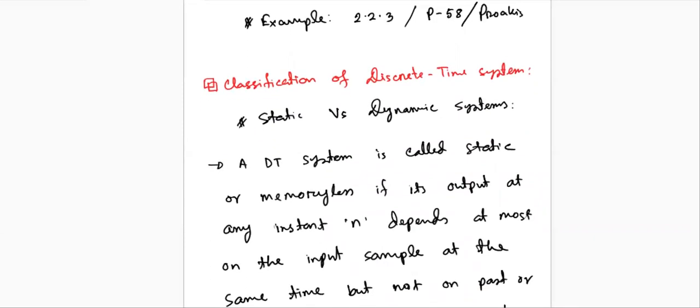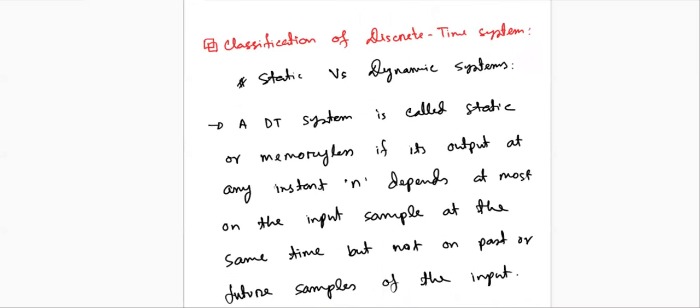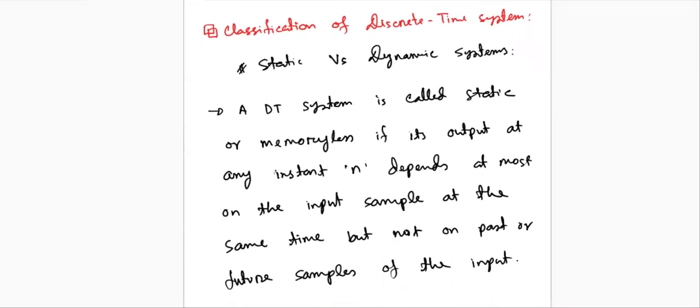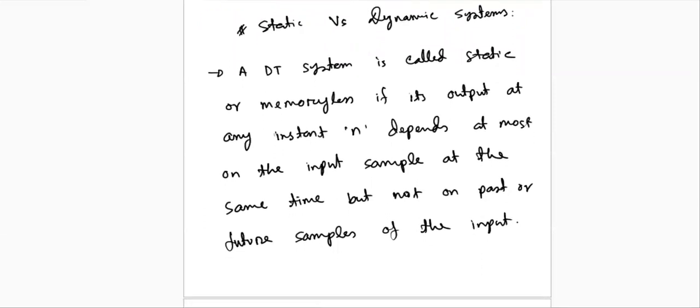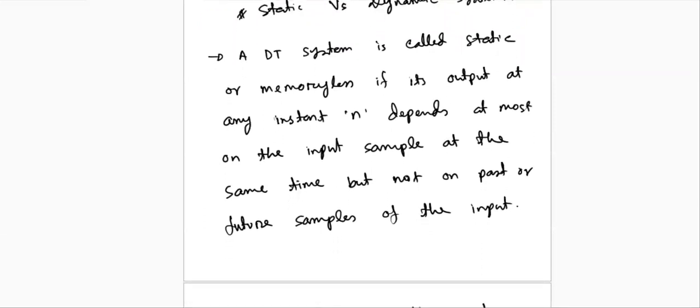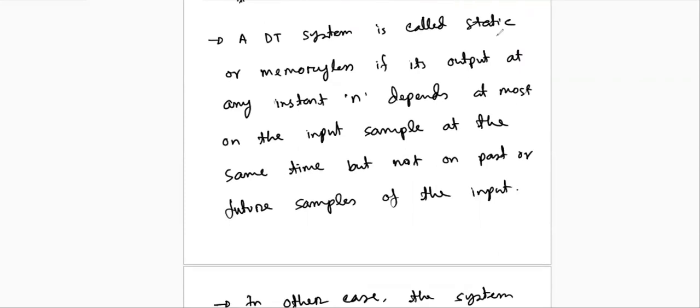Classification of discrete time systems. We have been talking about this classification from the previous classes. Static and dynamic systems. What does it mean by static and dynamic? Let me recite this and then we'll give some examples. A discrete time system is called static or memoryless if its output at any instant n depends at most on the input sample at the same time, but not on past or future samples of the input.